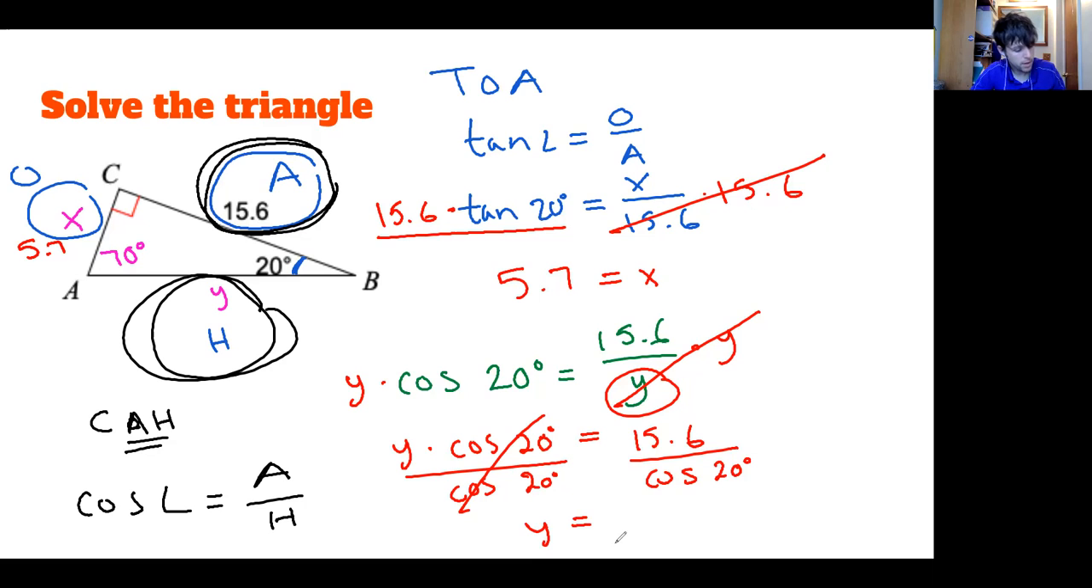15.6 divided by cosine 20. And here I get this answer, around 16.6 when I round to one decimal place. So there we go, 16.6. Now, we've solved for all the sides, solved for all the angles, we're done. We've solved the whole triangle, and that's what we're trying to do here.